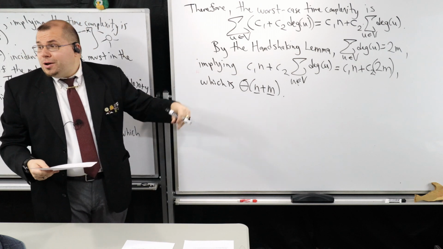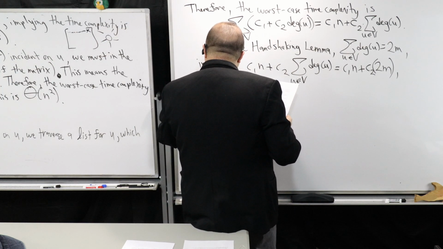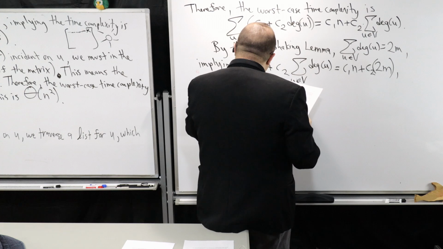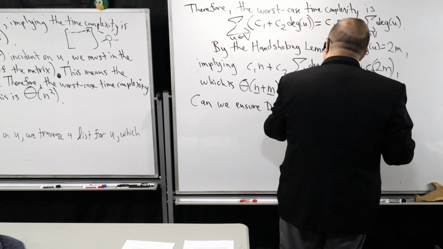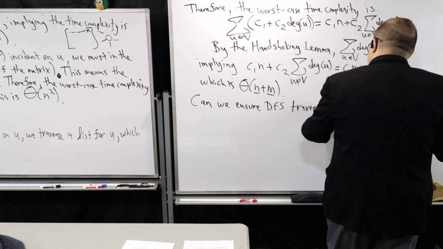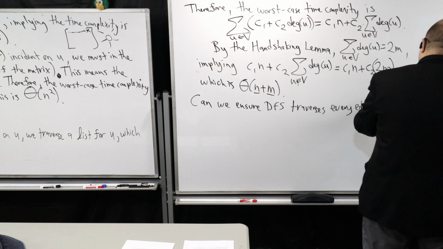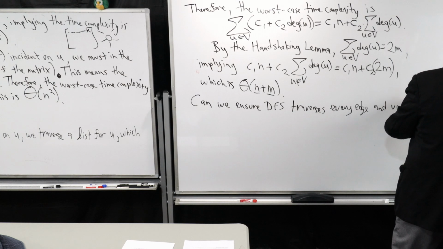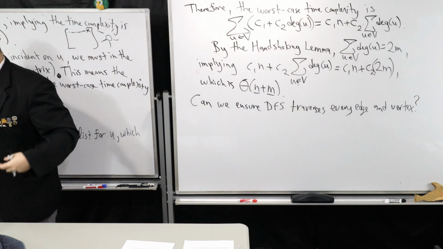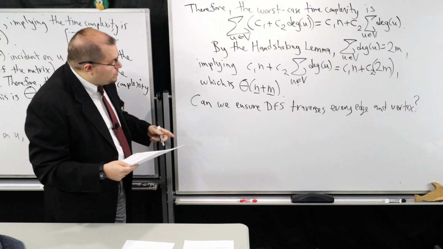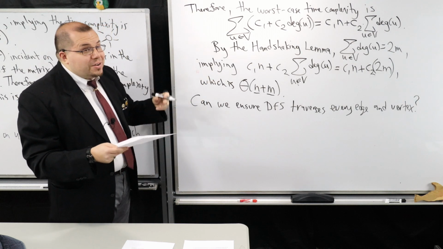Now, I do want to make one important remark. Can we ensure DFS traverses every edge and vertex? In its current form, the answer is no, because the graph has to be connected. There is a way to accomplish this without losing any of these time complexities I've mentioned. I have it in the notes.